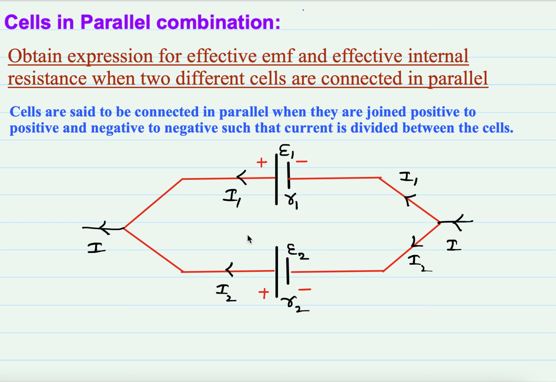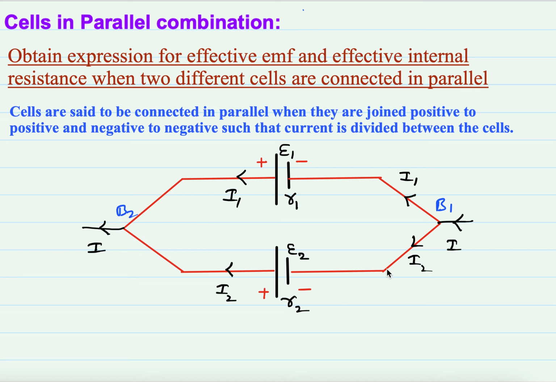So what does parallel combination mean? Cells are said to be connected in parallel when they are joined positive to positive and negative to negative, such that current is divided between the cells. Now you can see the diagram: consider two cells of EMFs E1 and E2 and internal resistances R1 and R2 connected in parallel combination. Between the points B1 and B2.